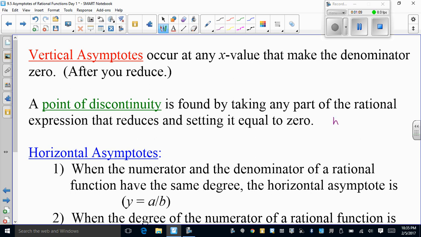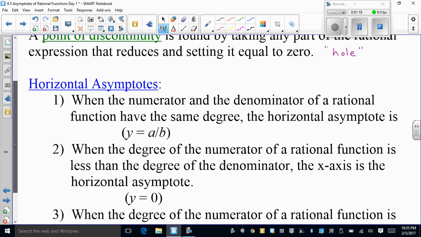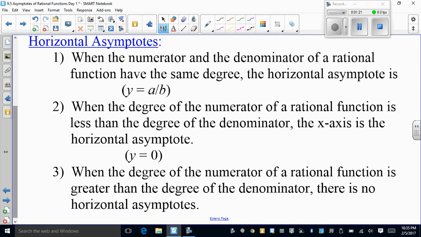And then your horizontal asymptote is a horizontal line, an imaginary line that your graph cannot cross. We have 2 tests really for it. When the numerator and the denominator of the rational function have the same degree, the horizontal asymptote is y equals a over b. So say you have 2x squared over 3x squared. Then your horizontal asymptote would be 2 over 3.